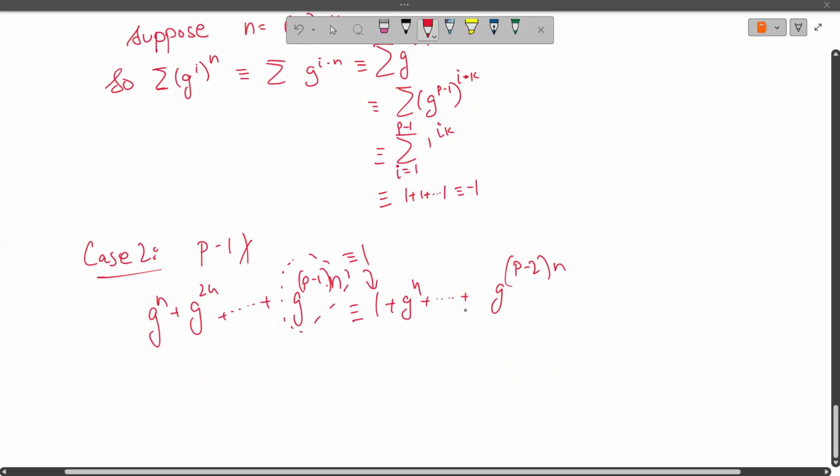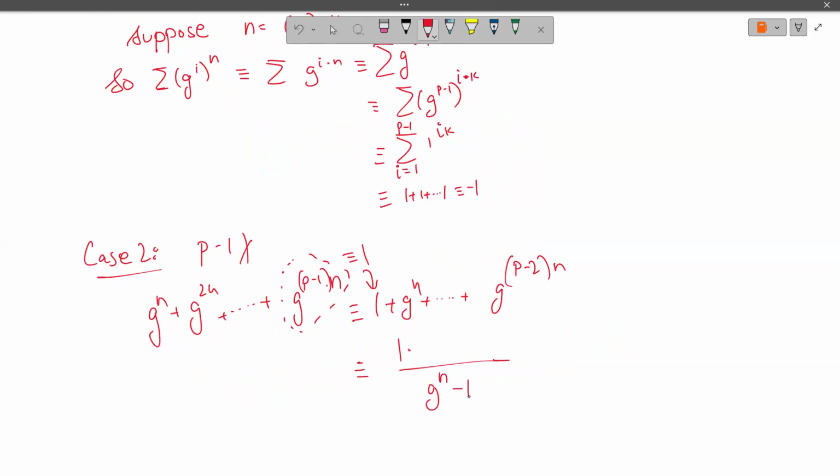Now this forms a geometric progression, so apply the GP formula: first term times common ratio raised to the power number of terms, minus 1, over common ratio minus 1, if I'm not wrong. So first question, why is the denominator well defined? Or equivalently, why is this not congruent to 0? Because we're considering the case where p minus 1 does not divide n. And so this is indeed not 0. Yes, that is correct.